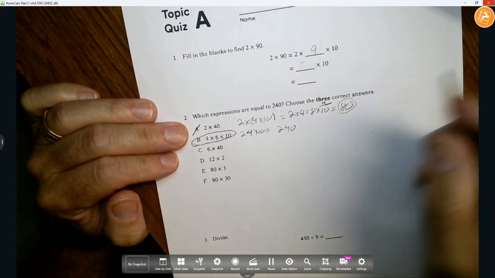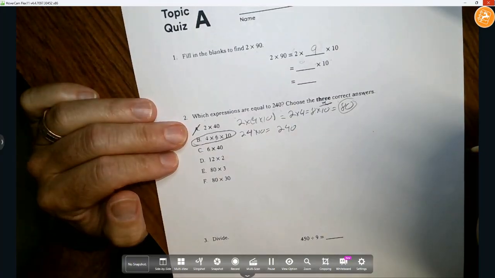That's how you guys need to break these down. If you want to draw it out, draw it out. Keep going. You got to find 3 more. I gave you one freebie.